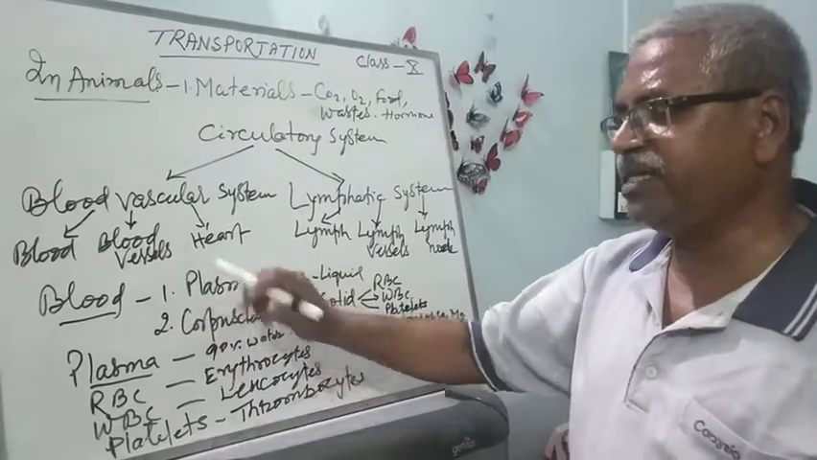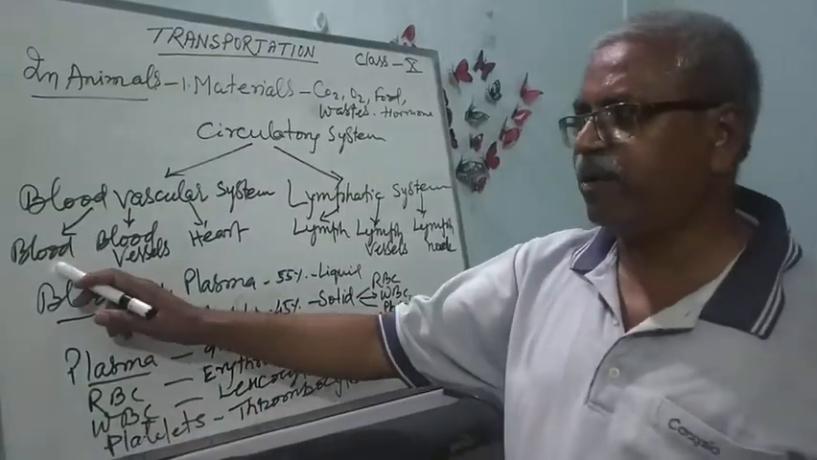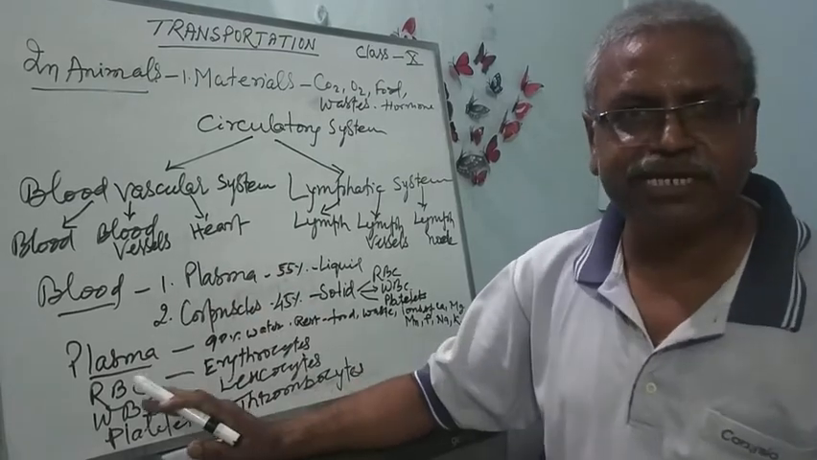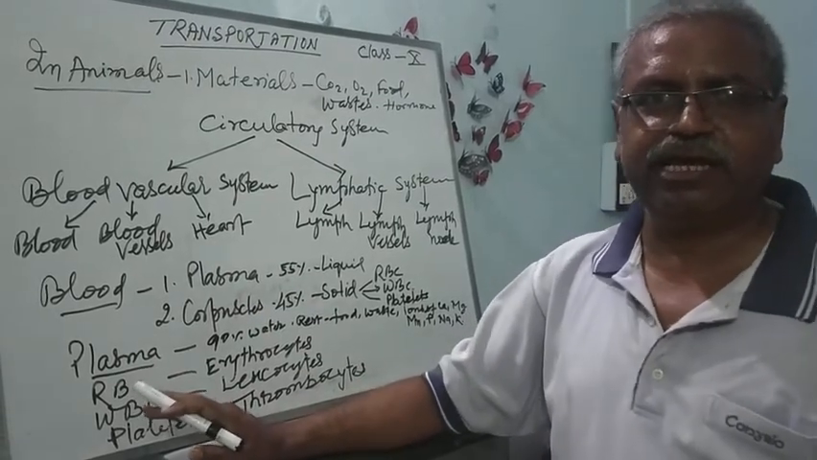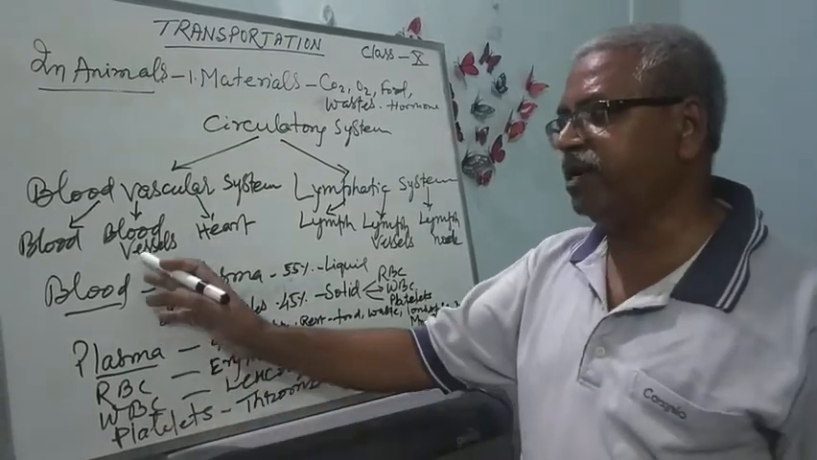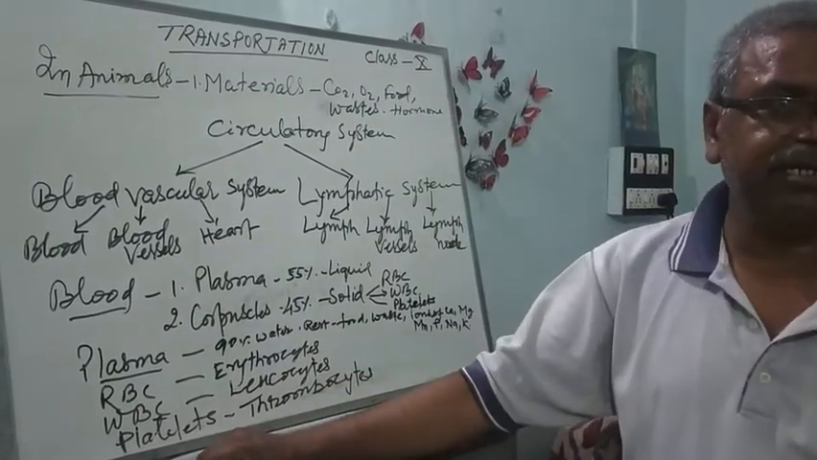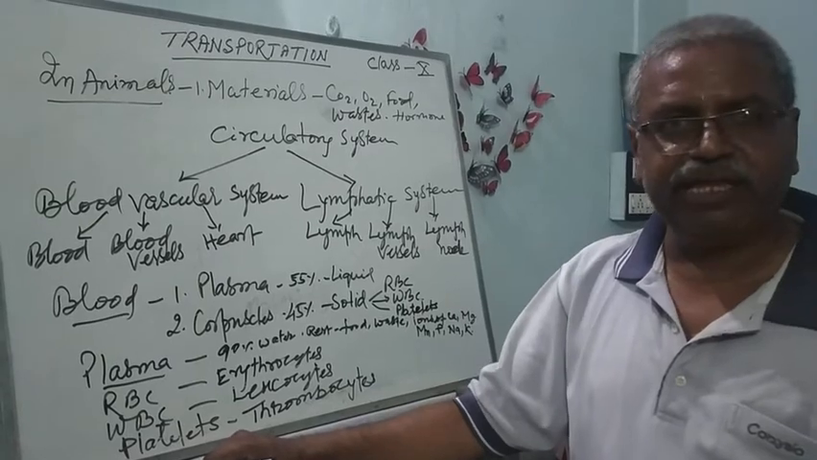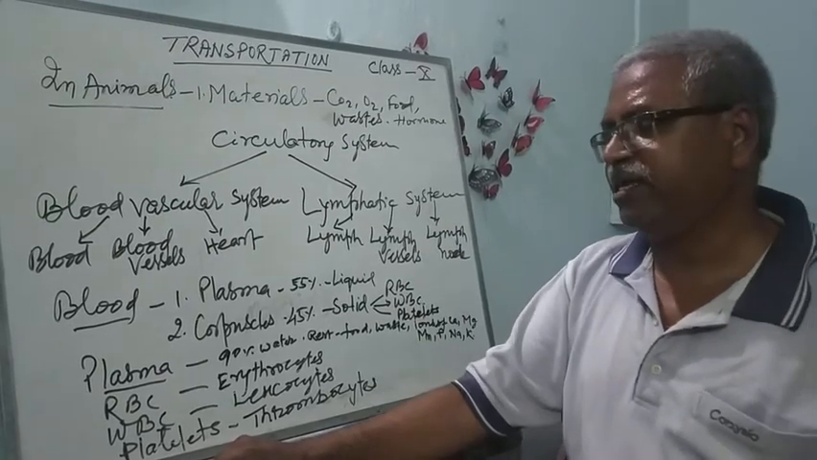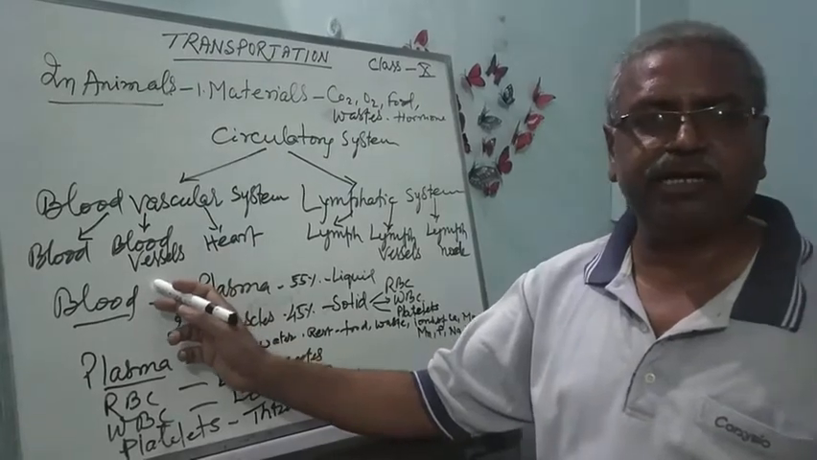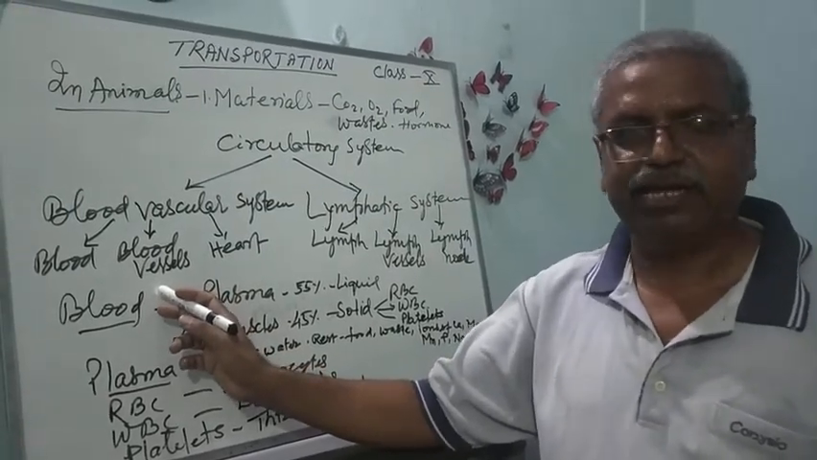Now, the blood vessels. Blood passes through blood vessels. Blood is not present inside the cell, it only is present in blood vessels. And blood vessels are of three types: artery, vein, and capillaries. In the next class, we will see the differences between artery and capillaries.